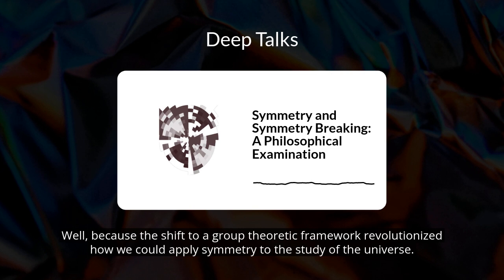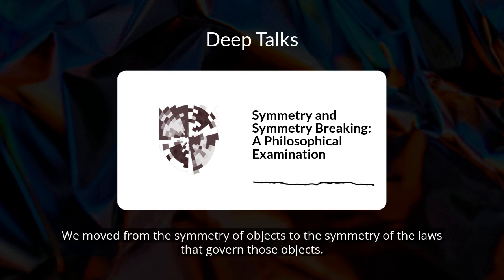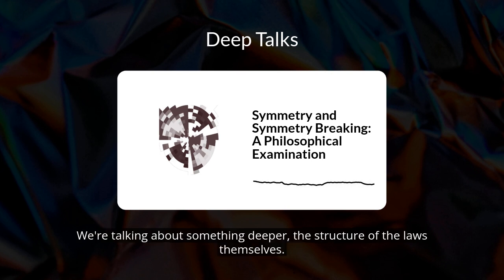Well, because this shift to a group theoretic framework revolutionized how we could apply symmetry to the study of the universe. So suddenly we could talk about the symmetry of mathematical expressions and, crucially, about the equations that describe physical laws. We moved from the symmetry of objects to the symmetry of the laws that govern those objects. Oh, I see. So it's not just about visual symmetry anymore. We're talking about something deeper, the structure of the laws themselves.